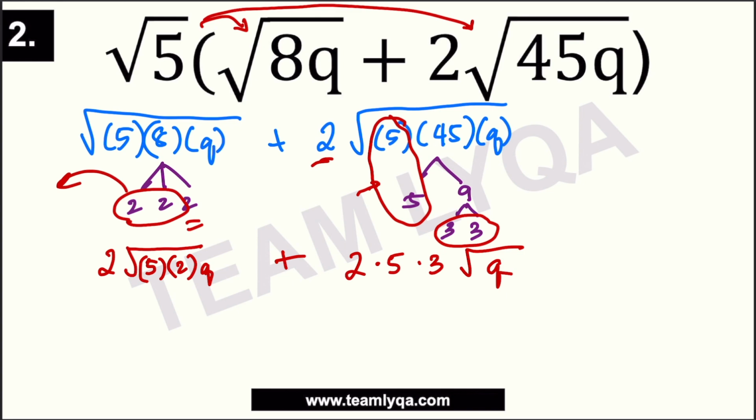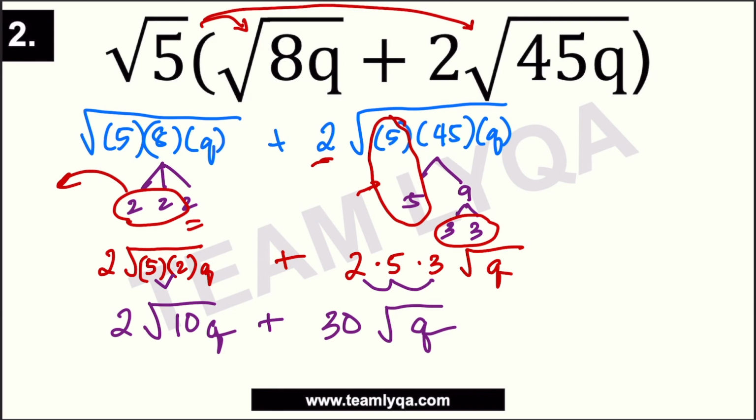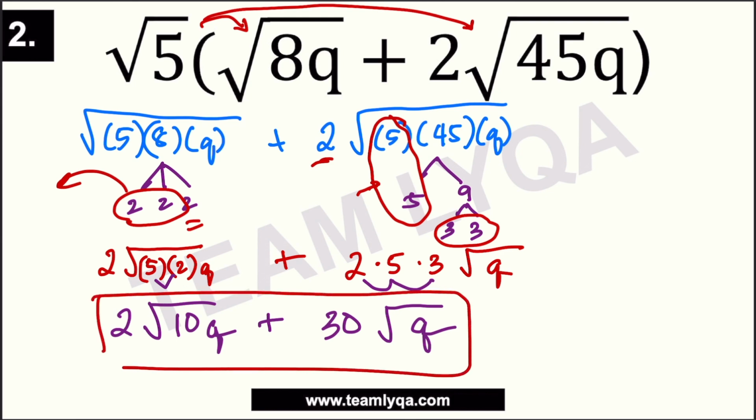Okay? So, kung isosolve natin ito, this will be 2 times the square root of 5 times 2 is 10, q plus 2 times 5 is 10, times 3 is 30, tapos you have the square root of q. So, the answer is 2 times the square root of 10q plus 30 times the square root of q. Now, ang sabi natin, di ba, pag magkaiba sila ng apelido, we stop at that. So, ang sagot na natin will be this.